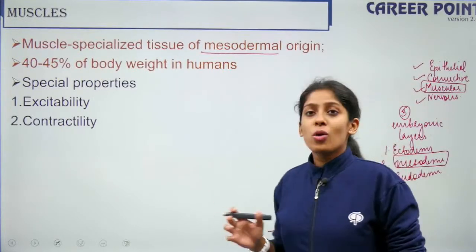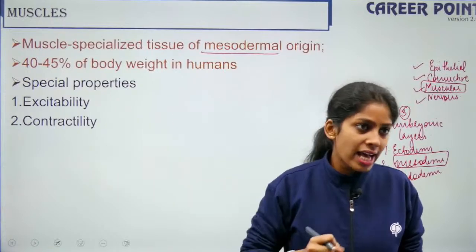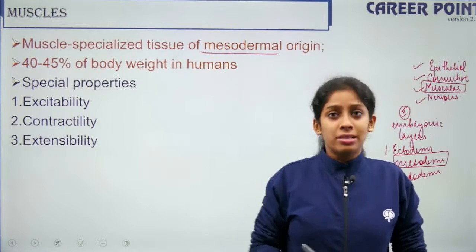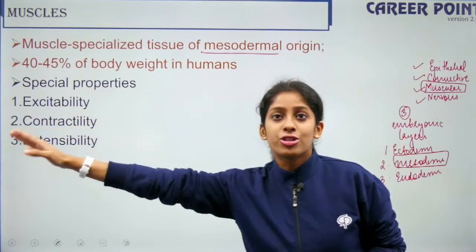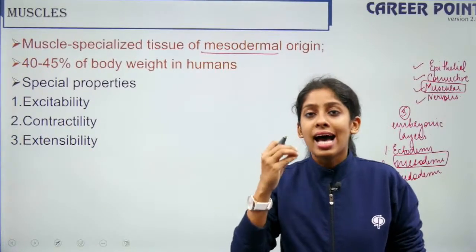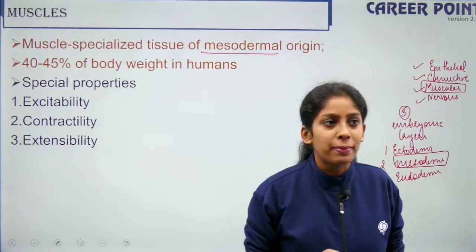Fine. The second one is contractibility. Yes, I am able to contract and relax, contract and relax. That is also a property of muscle. The third one is extensibility. Suppose it's at a distance where I have to extend more, so that is extensibility. So these are the properties that muscle has uniquely. The same thing is not present in your connective tissue or your epithelial tissue.